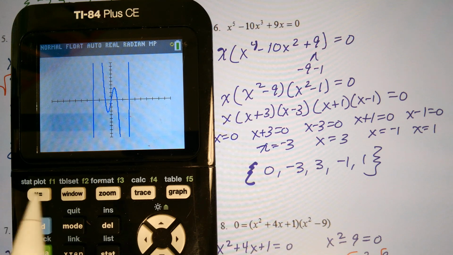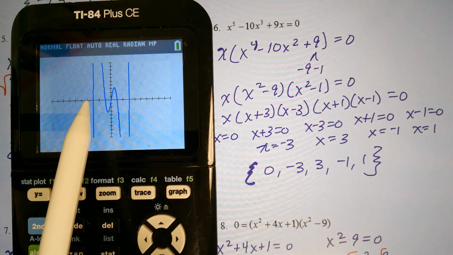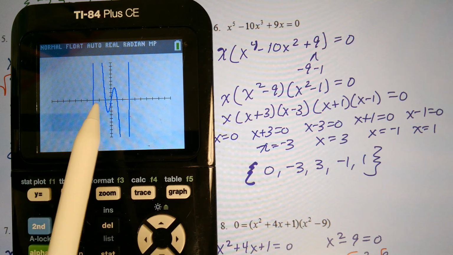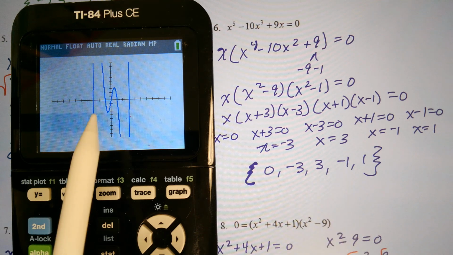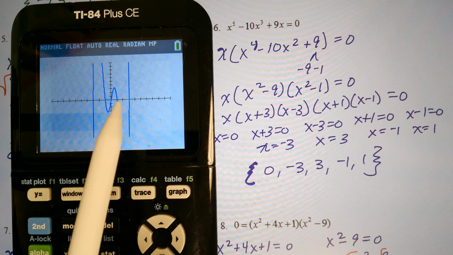And there we have zeros or x-intercepts of, this is negative 3, this is negative 1, this is 0, positive 1, and positive 3.